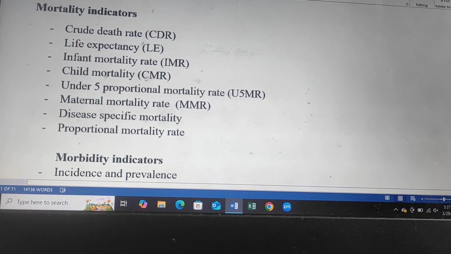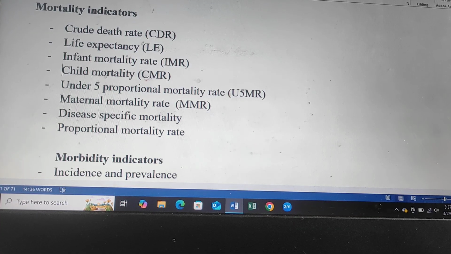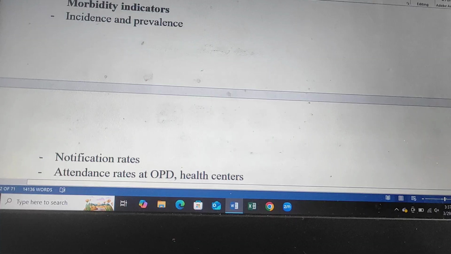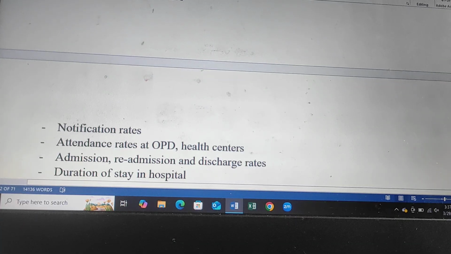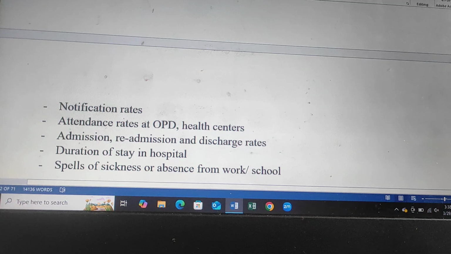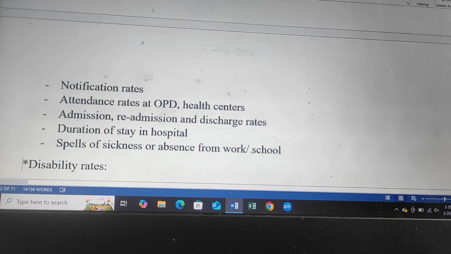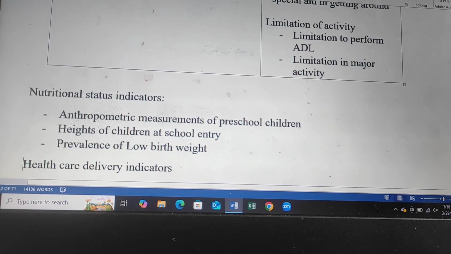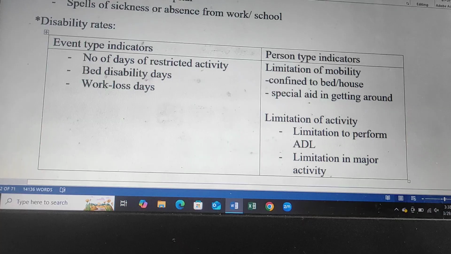Indicators of health. Mortality indicator: crude death rate, life expectancy, infant mortality rate, child mortality rate, under 5 proportional mortality rate, maternal mortality rate, disease specific mortality rate, and proportional mortality rate. Morbidity indicator: incidence and prevalence, notification rate, attendance rate at OPD, health center, admission rate, admission and discharge rate, duration of stay in hospital, spell of sickness or absence from work, school. Disability rate, event type indicator: number of days of restricted activity, bed disability days or class days.